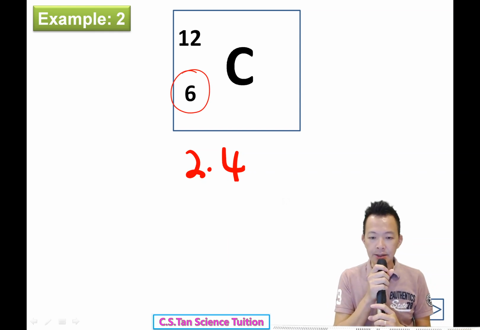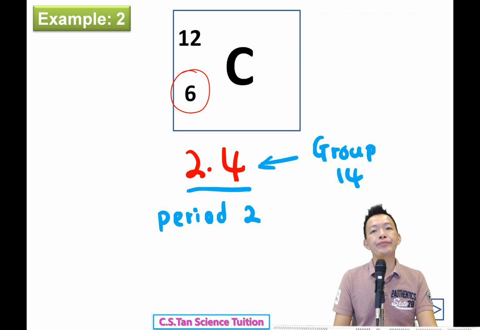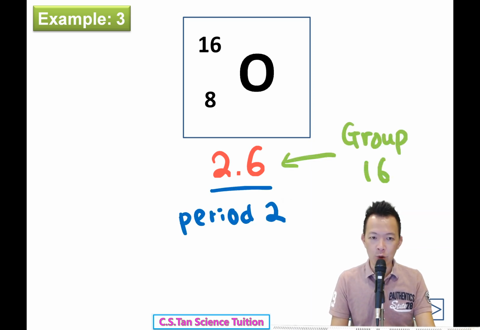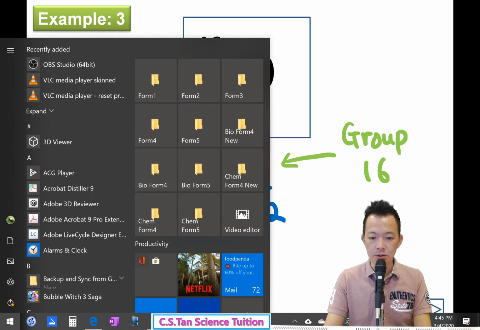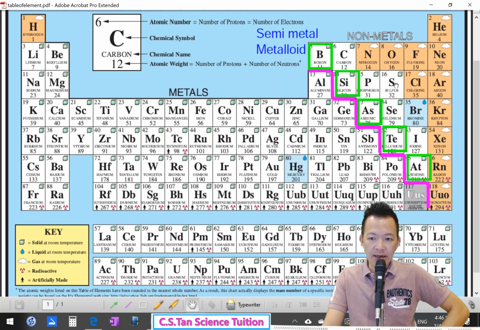So the electron arrangement is 2.4. So group 14, because more than 3 you add 10, and period number 2, right? Oxygen is 2.6, group 16, period number 2, arranged like this. If you don't believe me, I'll show you. Where is oxygen? So oxygen is group number 16: 1, 2, 13, 14, 15, 16. Group number 16, period number 2.